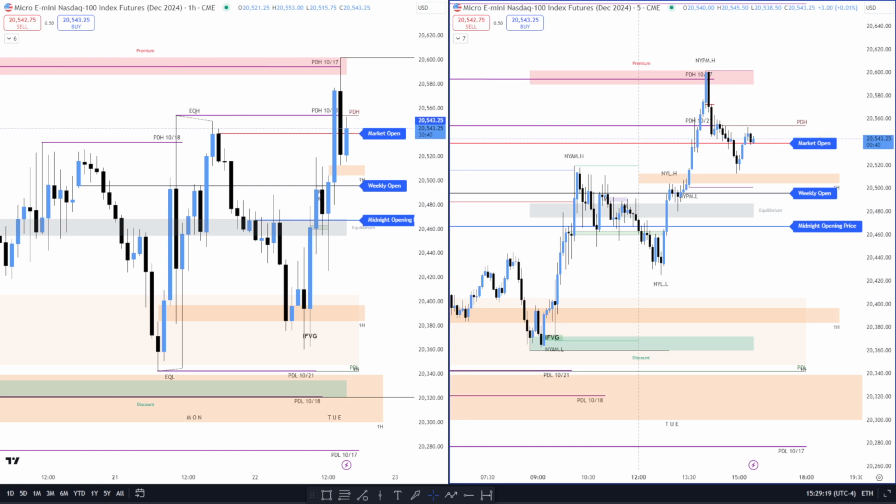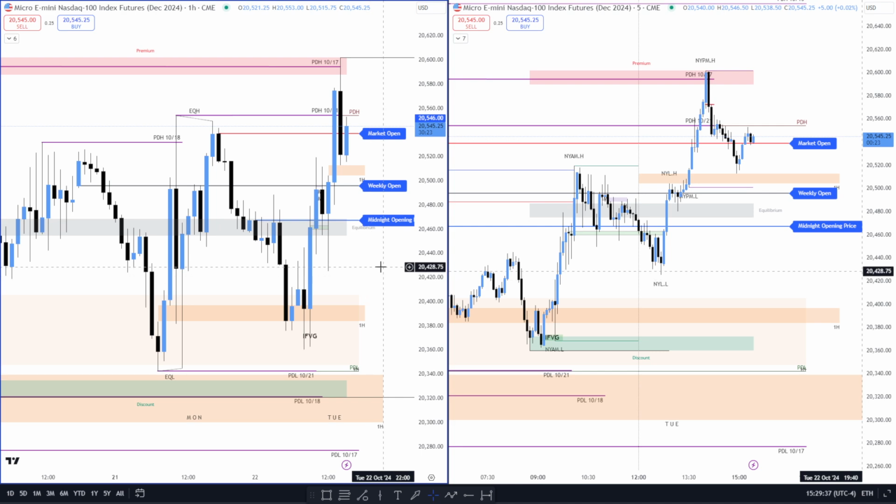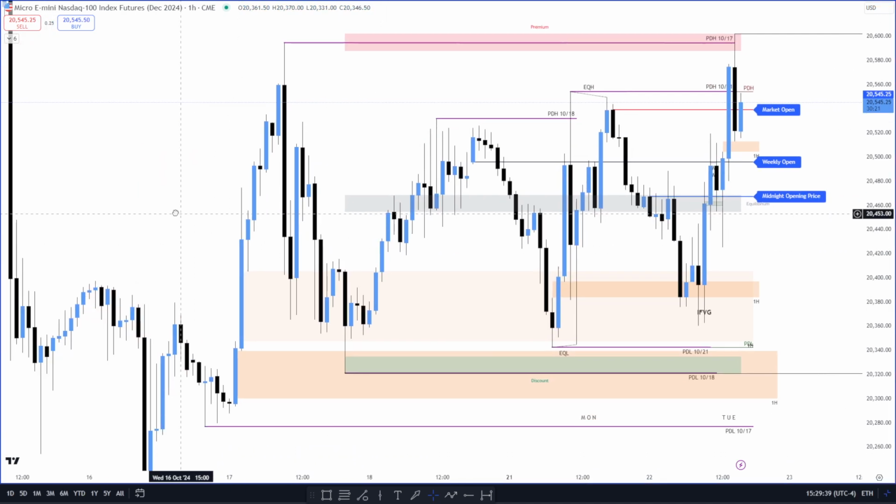I just wanted to share some thoughts with you guys on the NASDAQ here and the way that I mark up my charts. And I've talked about this in the past. I've talked about it on X a lot, but just wanted to allow you guys to visually see what I am saying. So I've got the 1 hour chart here on the left side. I've got the 5 hour on the right. Let me go ahead and blow up this 1 hour here.